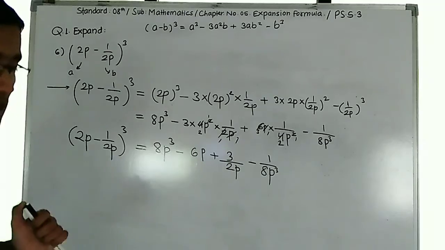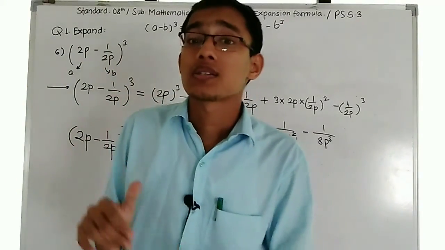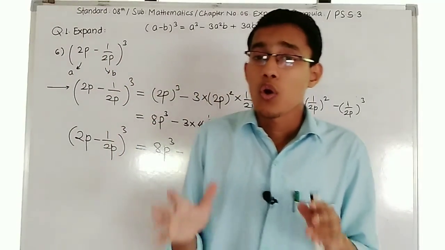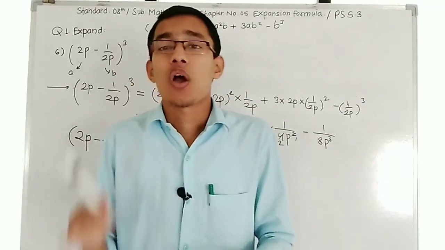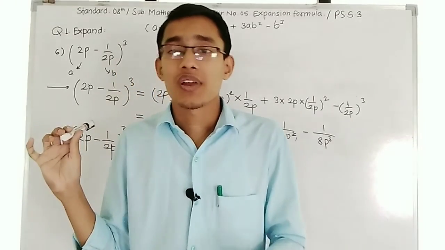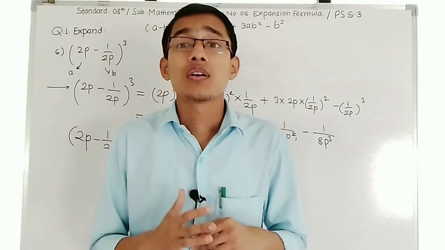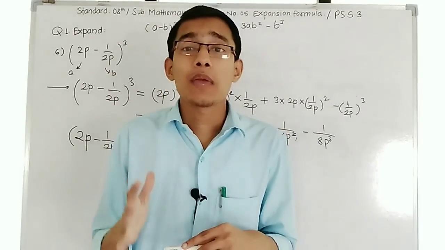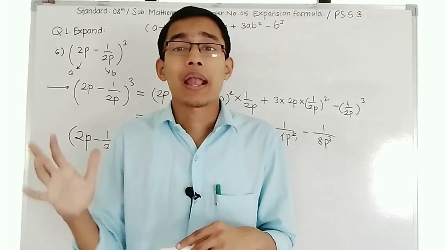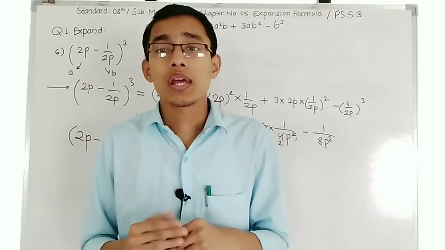Now the remaining sub questions of this practice set 5.3 are going to be your homework. You have to solve the solved examples as well as the homework questions. In the next lecture we will see the expansion of the form (a plus b plus c) raised to square. Until then, goodbye.